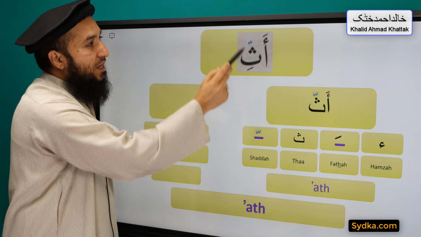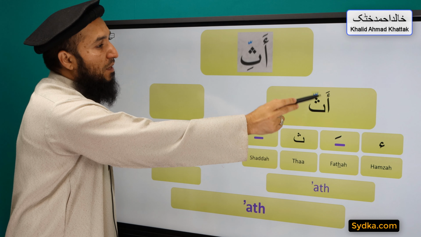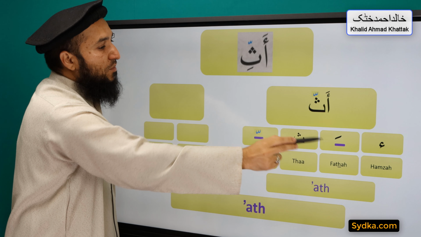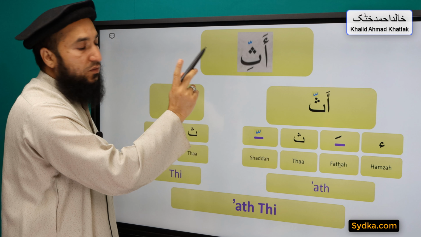Hamza, fatha, tha, shadda, ath. The second syllable we have is tha, kasra, thi. Tha is a light letter, it has kasra underneath and it is prolonged for one count.